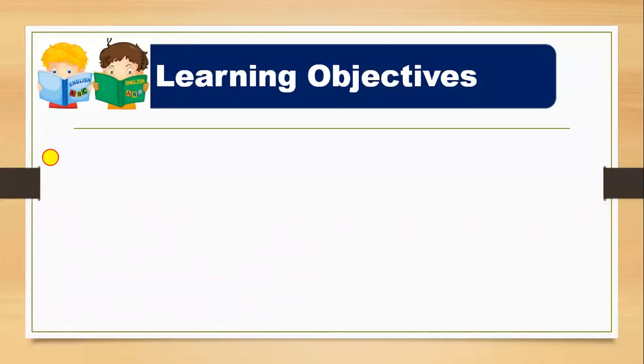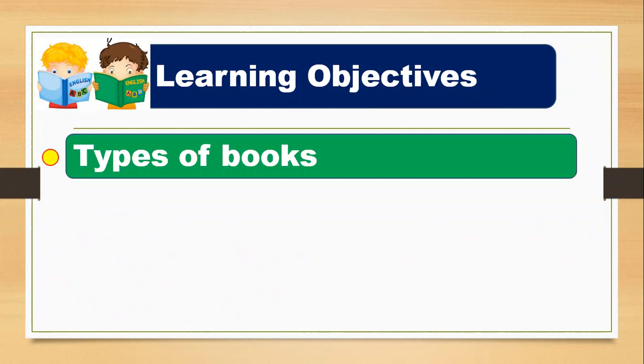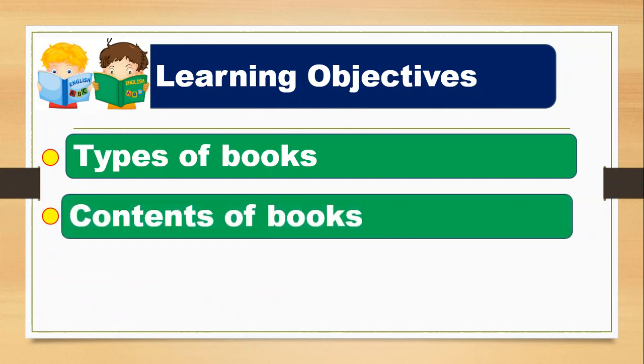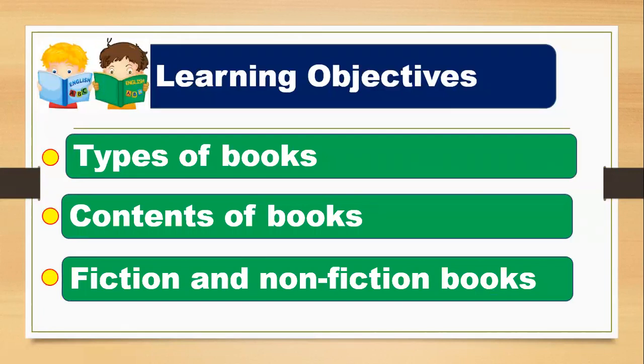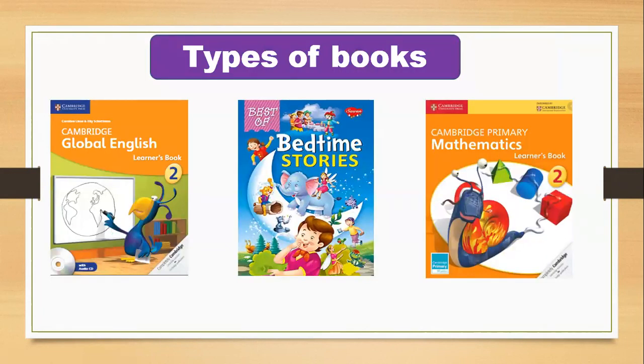Okay, yesterday we talked about the types of books, contents of books. Okay, this is our last topic. And today we learned fiction and non-fiction books. Today we talked about fiction and non-fiction books. So here are the types of different books.